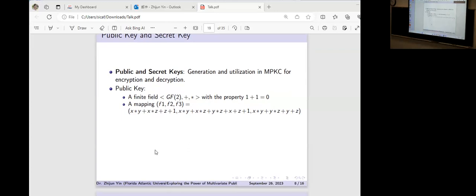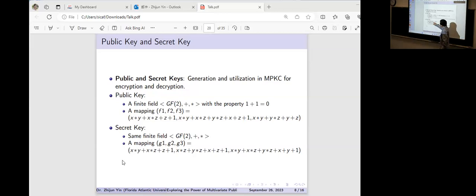Then the secret key: the same finite field, and the inverse map of F1, F2, F3. Generally speaking, we make sure these two are different. F1 and G1 look the same, X times Y plus X times Z plus Z plus 1. But F2 and G2 are already different. You can see F2 has the quadratic terms XY, XZ, YZ, but G2 only has XZ and YZ as quadratic terms. F3 and G3 also differ in their XY, XZ, YZ terms, so they are different.